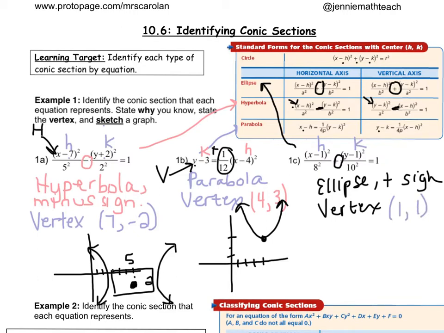And now for a very quick sketch of this. A vertex at 1, 1. We need to figure out, is it horizontal or vertical? This time we get to look for the bigger number. The bigger number is underneath the Y. So that means it's going to be an up and down one.